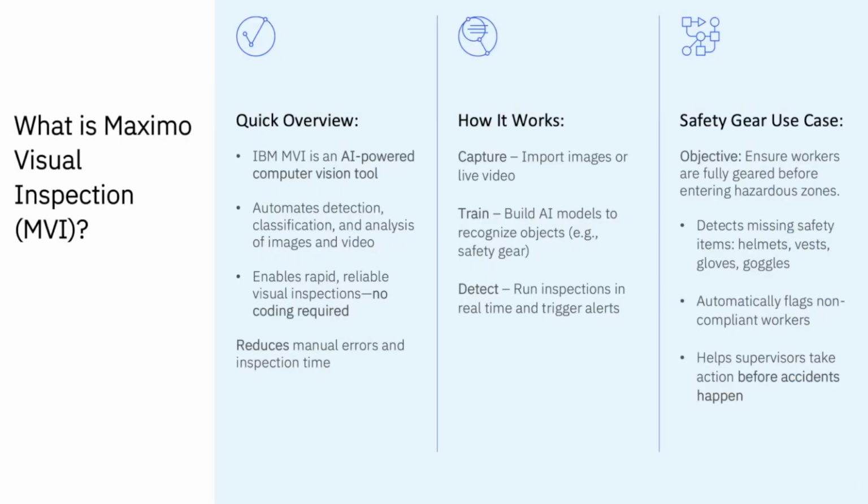So what is MVI? It's an AI-powered computer vision tool that helps with automating detection, classification, and analysis of images and videos to enable rapid, reliable visual inspections. How it works is by capturing, training, and detecting images and recognizing objects to help trigger alerts. For this demo today, we're going to be using a safety gear use case where we're going to ensure workers are fully geared before entering hazardous zones.